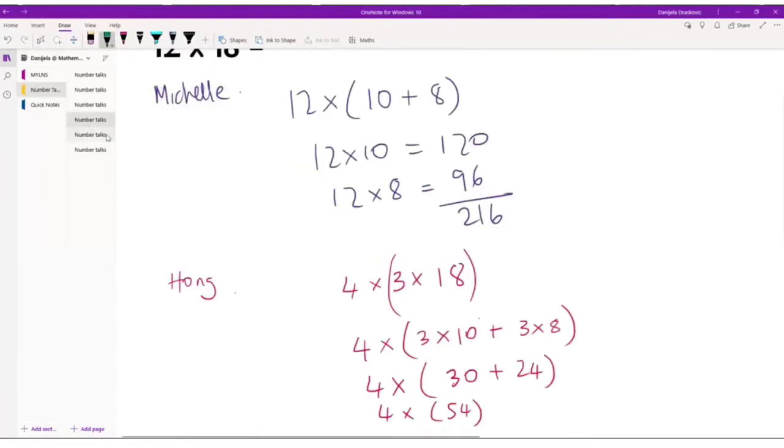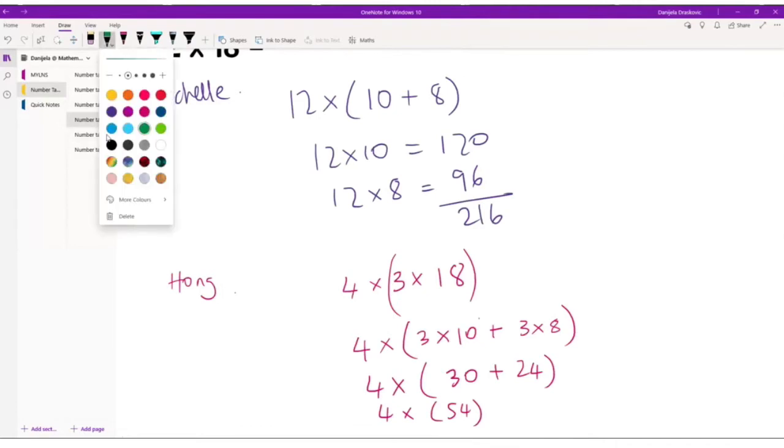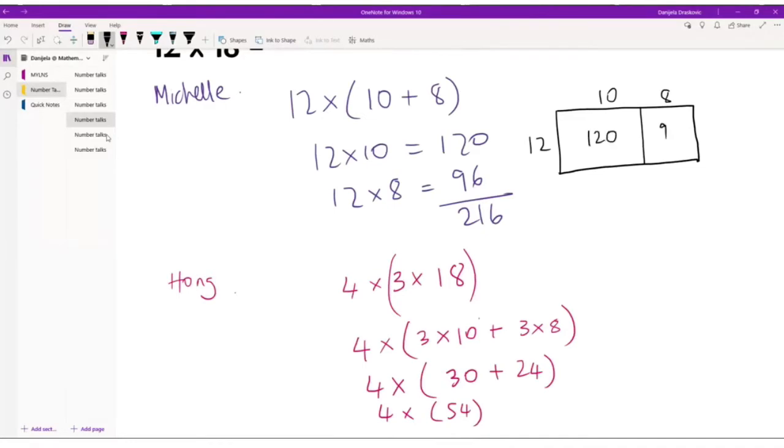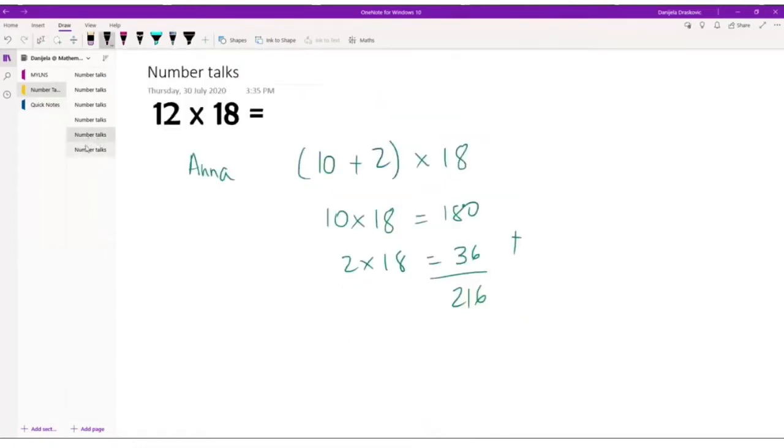So let's go through Michelle's strategy and how that might look visually. What Michelle did was split up the 18. If we look at that as an area model, let's say 12 is there, 18 is there, and 18 can be drawn as 10 and an 8 in terms of the lengths, 10 plus 8. Then this area here is 120, 10 by 12, and this area here is 96, and altogether that's 216.